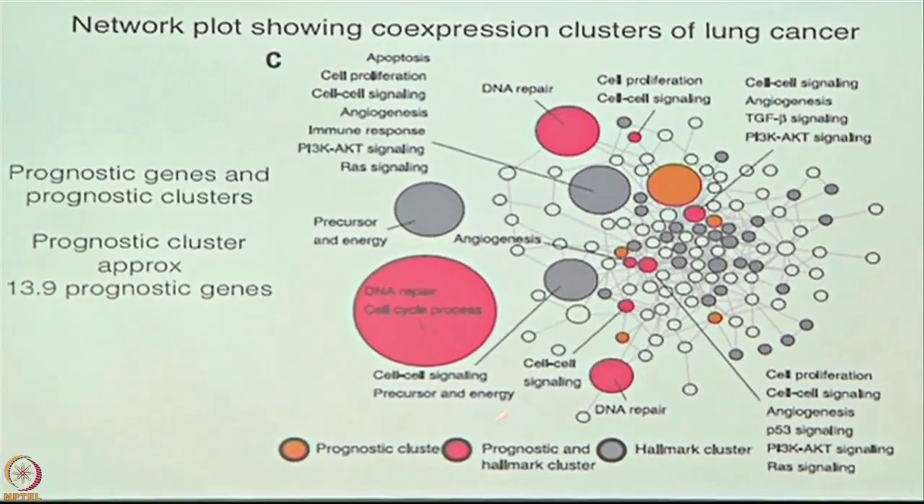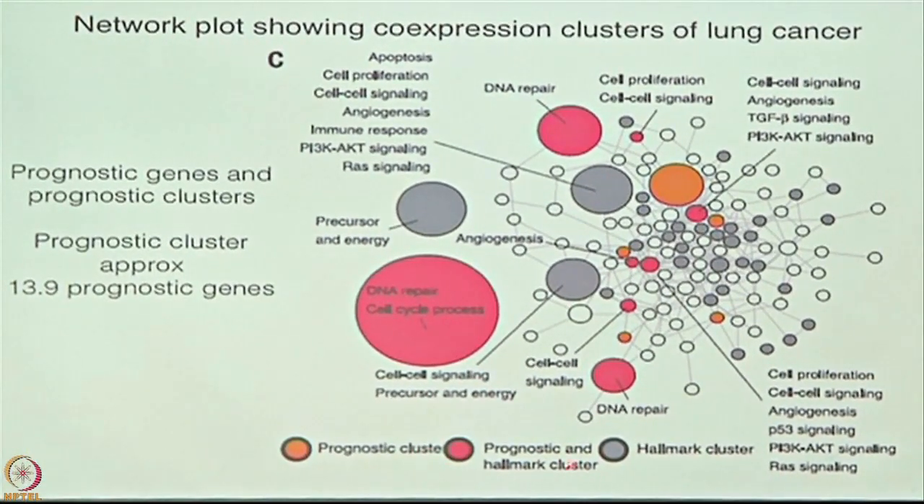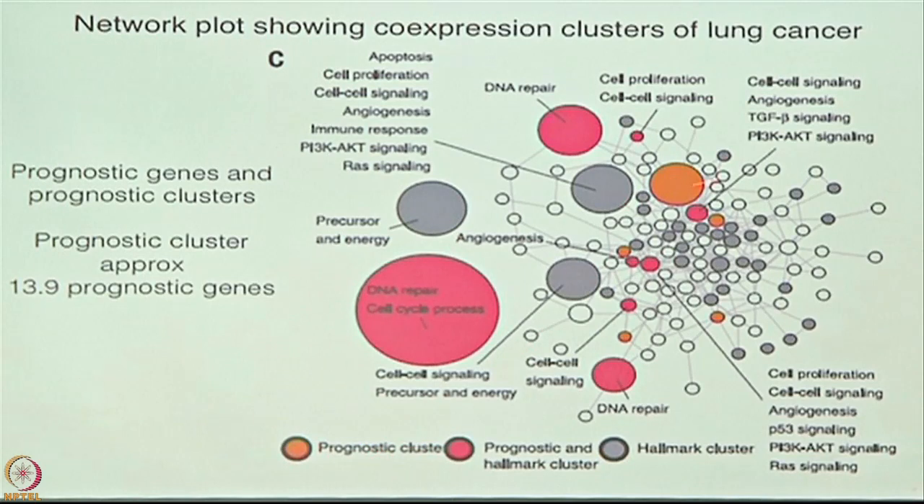And also, the differences are highlighted. The gray ones are the Hallmark clusters. They were published 7, 8 years ago. And the prognostic and Hallmark clusters are our work, which is superimposed on the Hallmark. We are agreed that these are all important. And then there is a third group in which we say this is a prognostic cluster, but Hallmark hasn't talked about it.